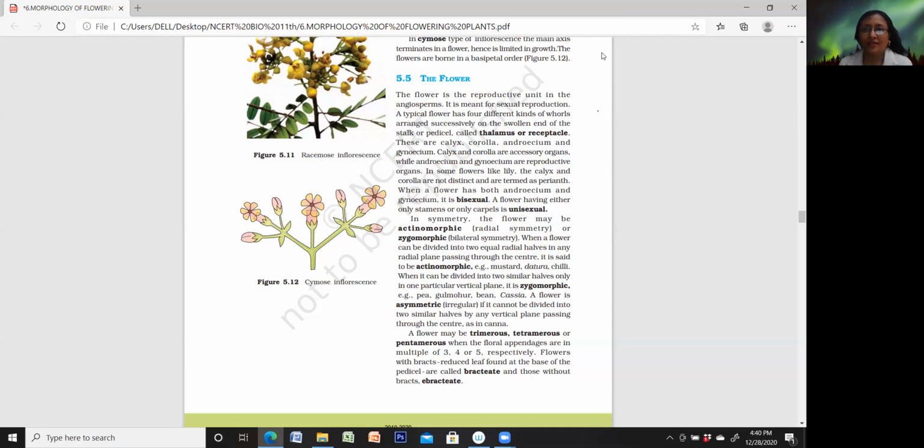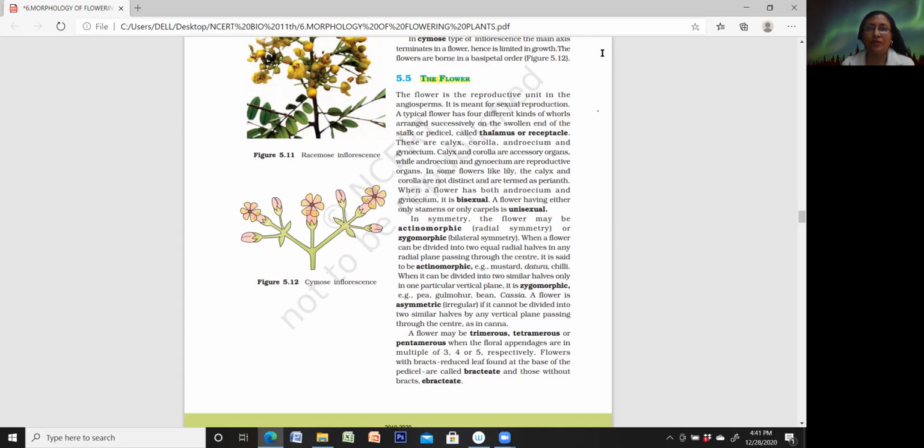Hello students. Today we are going to discuss the chapter called Morphology of Flowering Plants, and basically the topic the flower is very important, and so I'm going to begin with this topic first. This is the reproductive morphology, because the vegetative morphology, which is root, stem, leaf, we'll discuss in another video. So right now I'm going to take up this topic, that is flower.